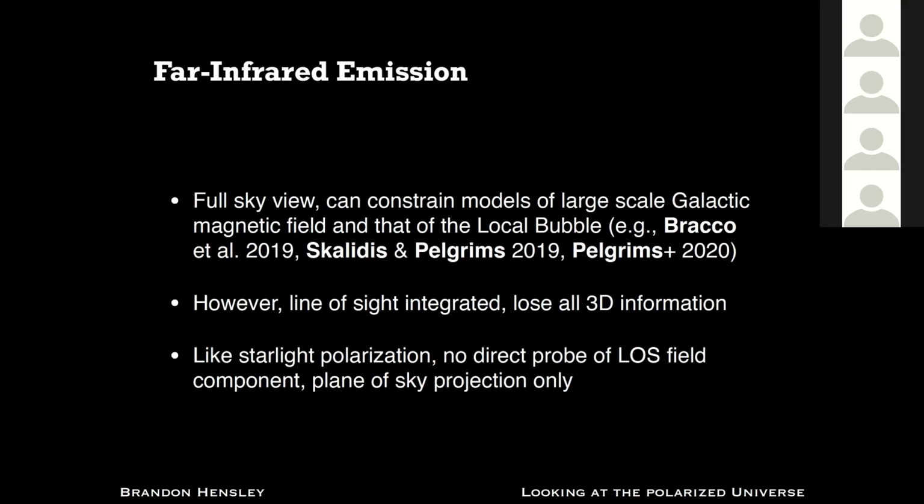But the limitation of the far infrared, so it's nice that we have this nice full sky view, but it's line of sight integrated. So you're seeing the full dust column. So you've lost all of that beautiful 3D information that was allowing us to do tomography with the stellar polarization data. It's also the case that, like starlight polarization, you're not getting a probe of the line of sight component of the magnetic field. You're only looking at the plane of sky. So if we want to do something better than that to probe the 3D field orientation, you have to be a little bit cleverer.